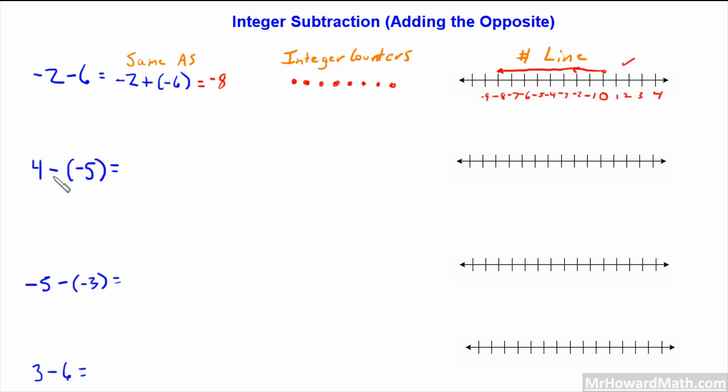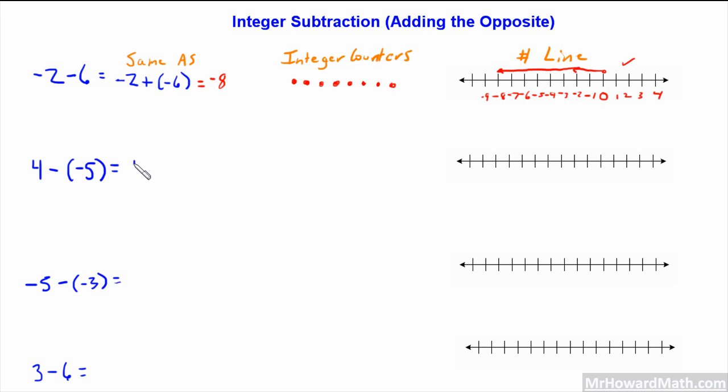So we have 4 remove 5 negatives. 4 minus a -5. Okay, let's do that. Let's change it to the same as, so that we're adding the opposite. Adding the opposite. Okay, so let's see.